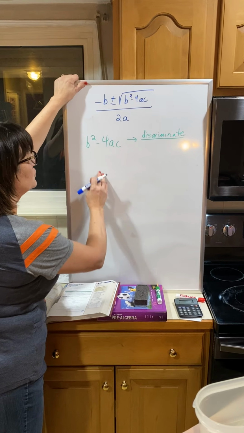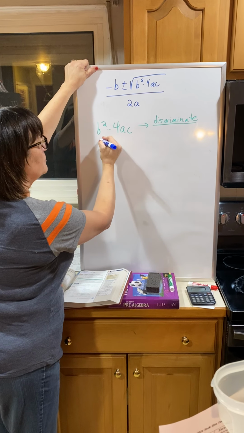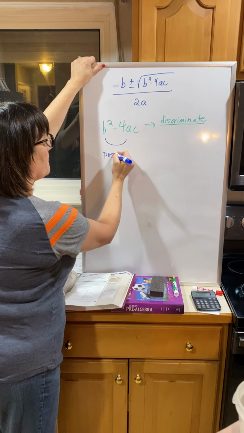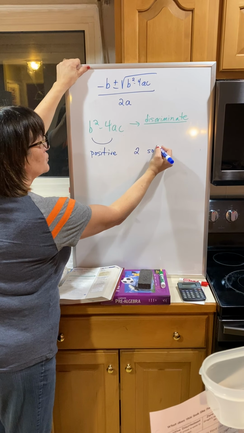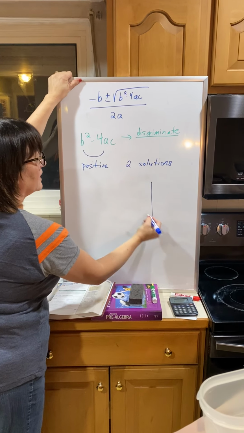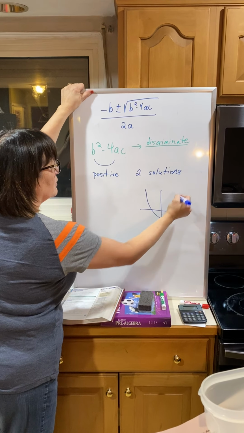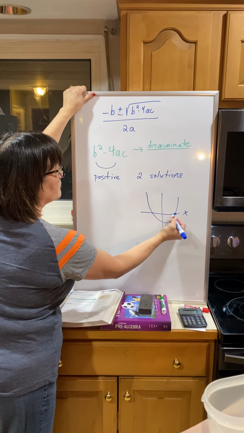So, when you substitute in for your a, b, and c, if the discriminant is positive, your equation is going to have two solutions. When I say solutions, I mean it will touch the x-axis in two places.